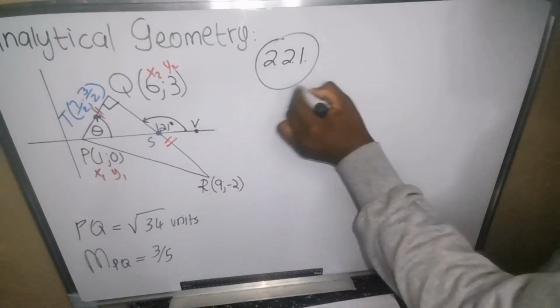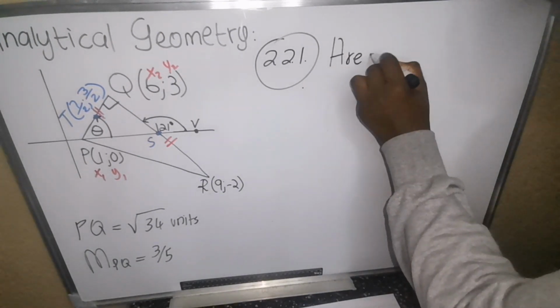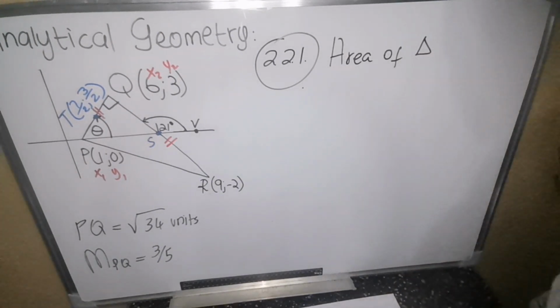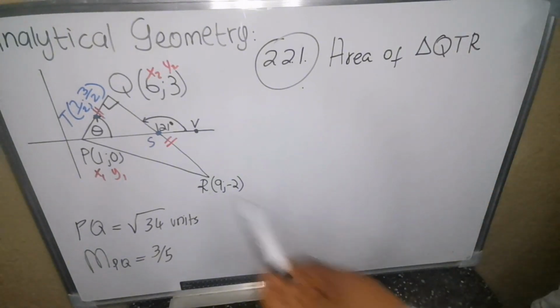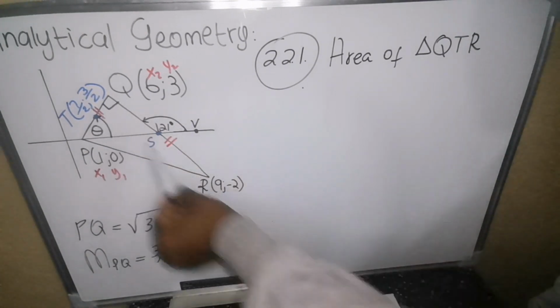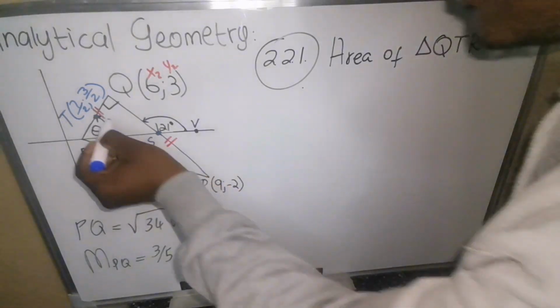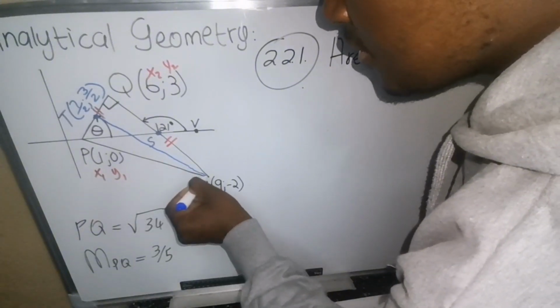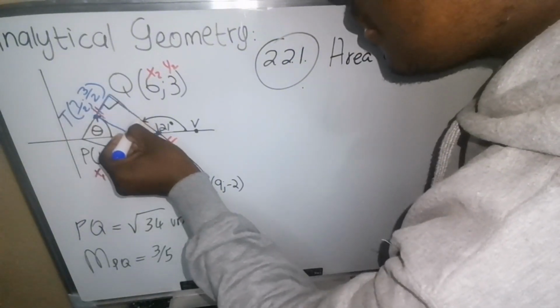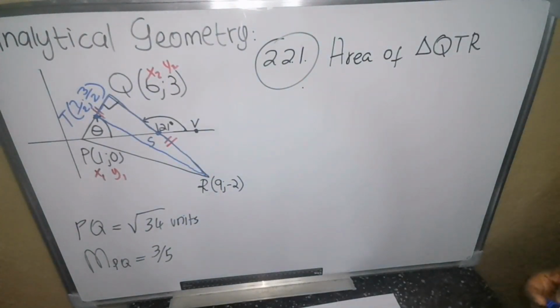2.2.1. Question 2.2 says that you must calculate the area of triangle QTR. Choose this triangle, guys. Let me just draw the triangle so that you can see it. Now here's the triangle, this triangle in blue color. You must find the area of the triangle.